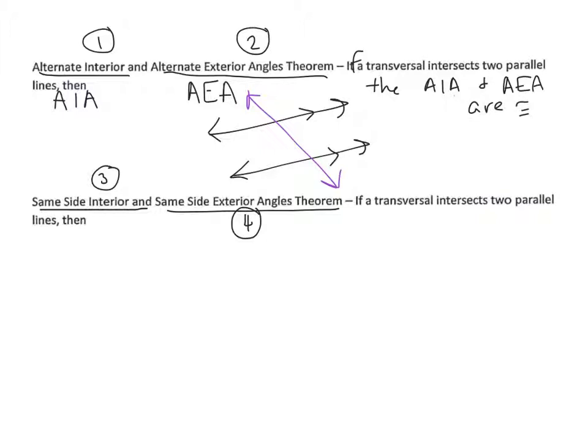So again, the interior is the points that are the space between the two parallel lines. So this would be the interior. The exterior is outside it. So if I label the four interior angles 1, 2, 3, and 4, the four exterior angles I could label as 5, 6, 7, and 8.